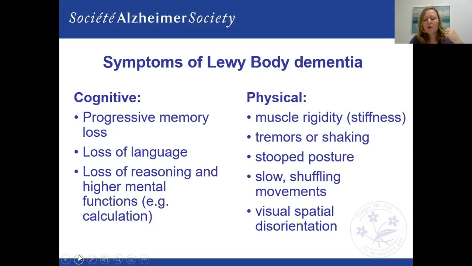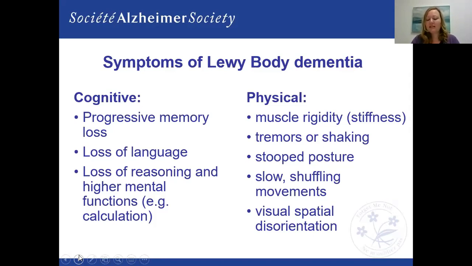For some people, Lewy body dementia might have rapid progression. Memory difficulties may not be a symptom that occurs early on in the disease process, as other symptoms might be more apparent at first, but it can develop as the disease progresses. Physical symptoms include muscle rigidity, or stiffness of muscles, tremors or shaking. Somebody with Lewy body dementia might have a stooped posture or slow shuffling movements.